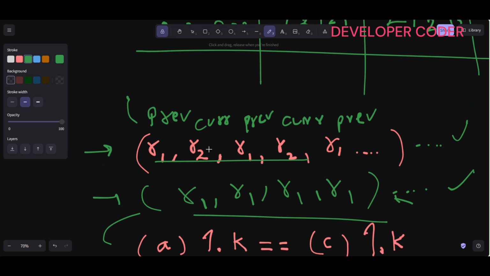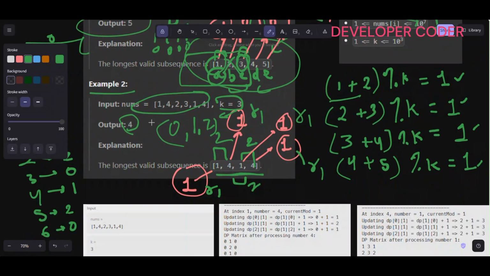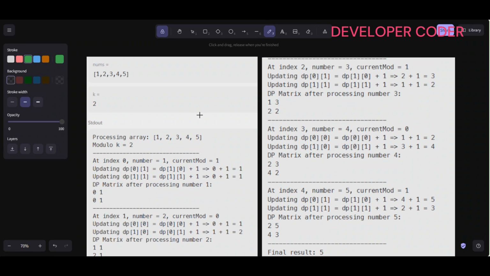Every alternate value is going to be the same. So if I know this, and I am adding this, then this is going to be one valid, so the length will be increased, right? Let's understand how I'm going to solve this problem. Let's first see example number 1. Ignore this, let's see how I'm going to solve it.